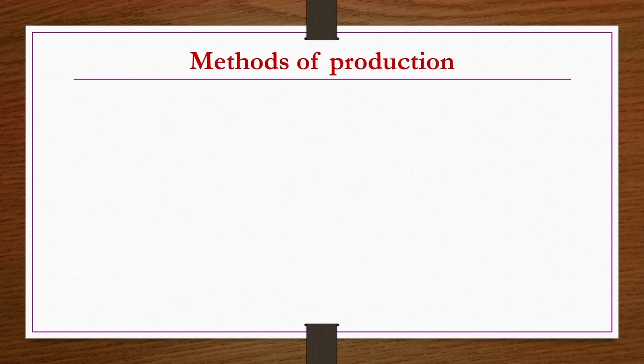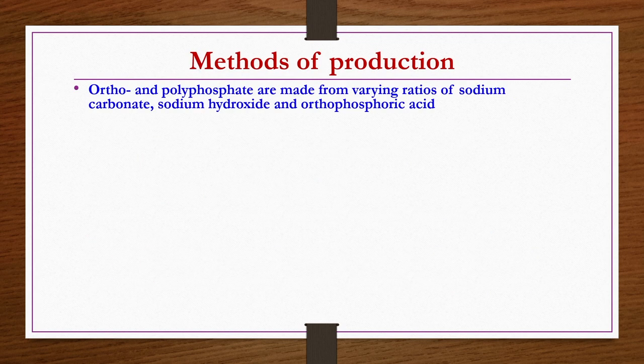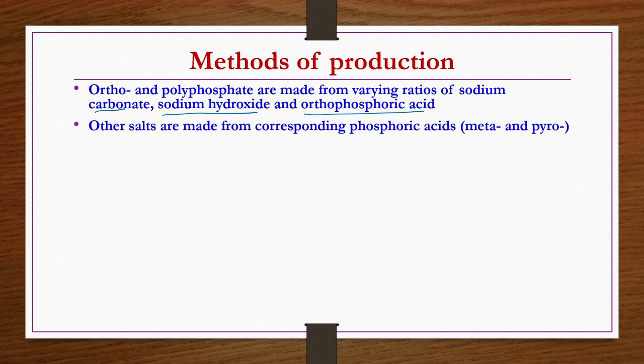Now, methods of production we see. Ortho and polyphosphates are made from varying ratios of sodium carbonate, sodium hydroxide and orthophosphoric acid. Other salts are made from the corresponding phosphoric acids, meta and pyrophosphoric acids, etc.